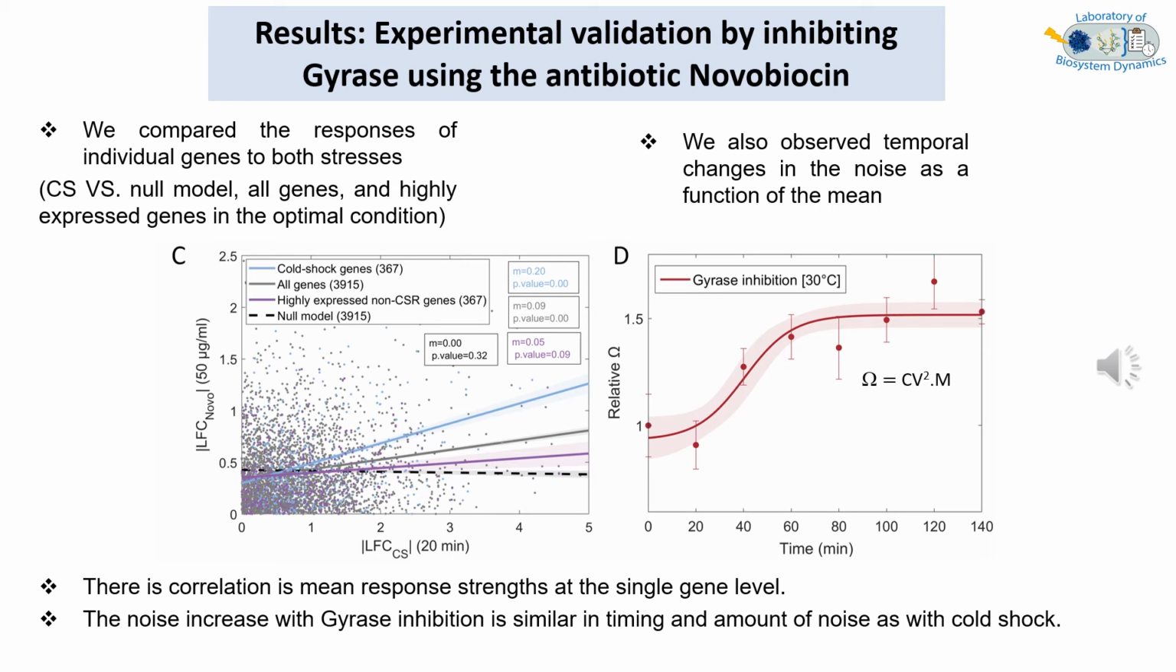And then we also observed what was happening over time. So again, we used fluorescent proteins and we measured the omega, so the CV squared times the mean, over time once we subjected cells to gyrase inhibition, but at standard temperatures. And again, we observed that there's this jump of 50% in the omega and at similar time scales. So at around 60, 80 minutes, they become much noisier, and thereby more diverse between individual cells in protein numbers.